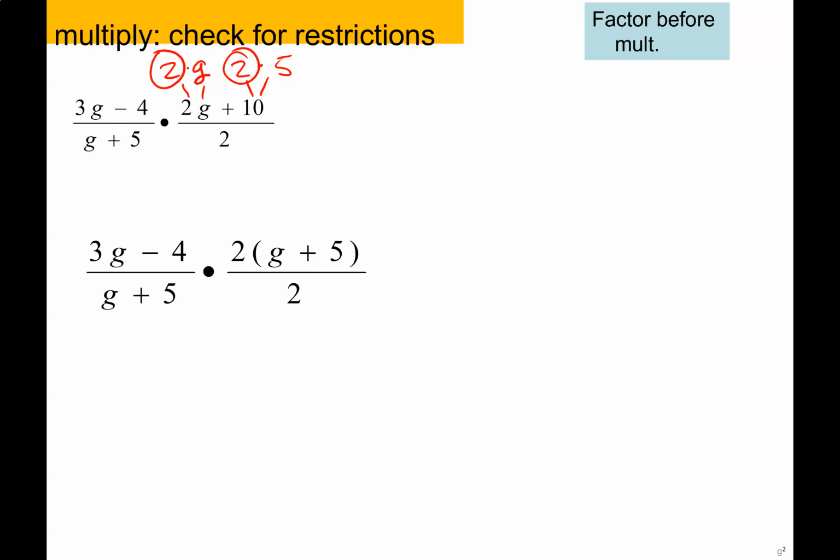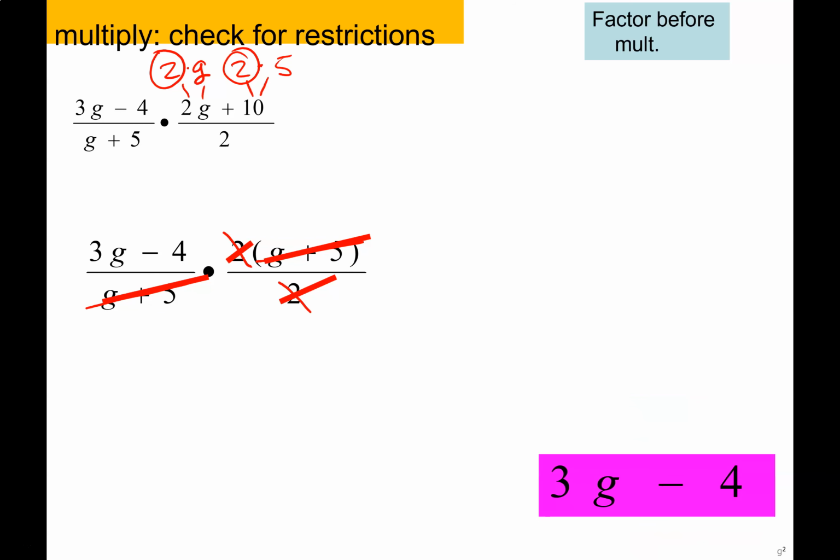All right. Now you want to see what you're able to cancel out. You could cancel out stuff up and down or across. Okay. I see a g plus 5. That will cancel out with that. I see a 2. That can be canceled out as well. So I'm left with 3g minus 4. Okay, I am done with this one. It could be 3g minus 4 over 1, but it's the same thing. Let's try another one.